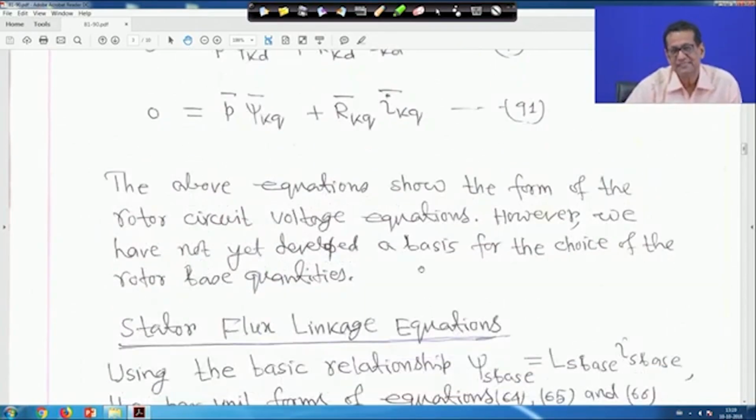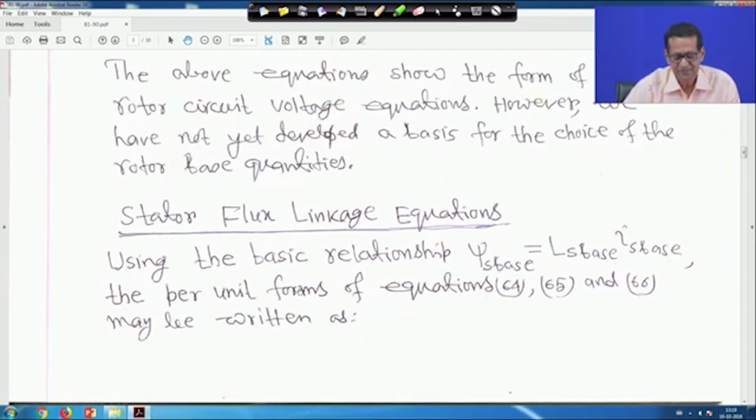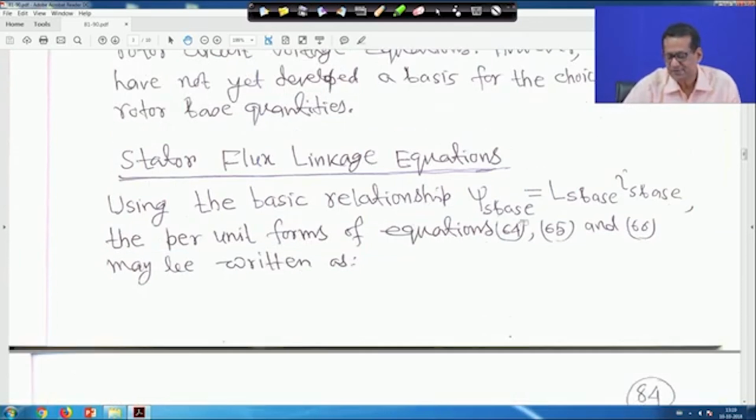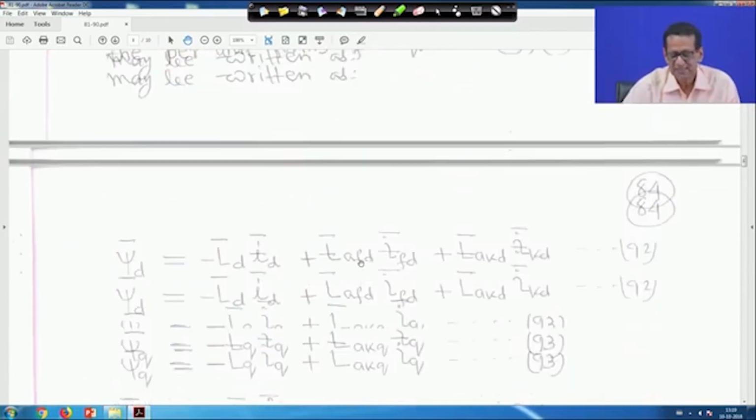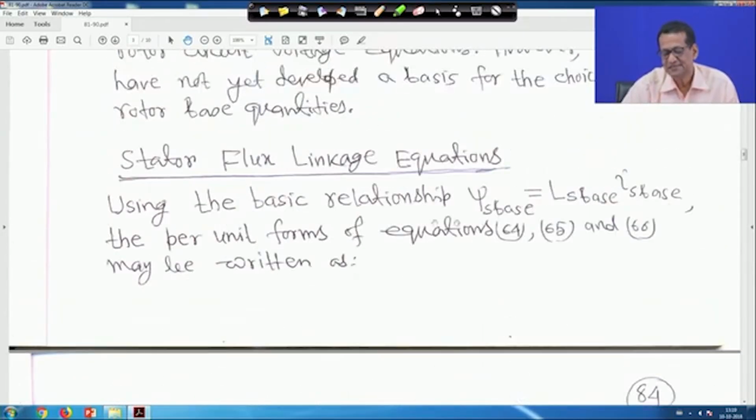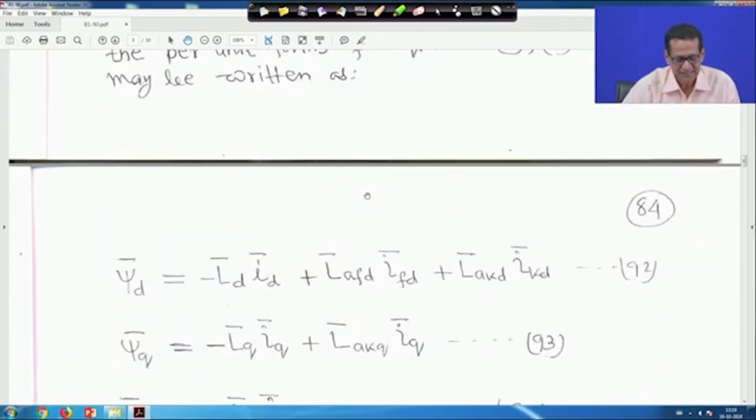Because we have to make things reciprocal, but earlier we have seen it is not reciprocal, right? So stator flux linkage equations, using the basic relationship of psi s base is equal to Ls base Is base, right? The per unit forms of equations 64, 65 and 66 may be written as, so using this relationship psi s base, actually in general we know psi is equal to Li, right? Flux linkage is equal to inductance times current in general. So psi s base is equal to Ls base Is base, and this is psi d bar.